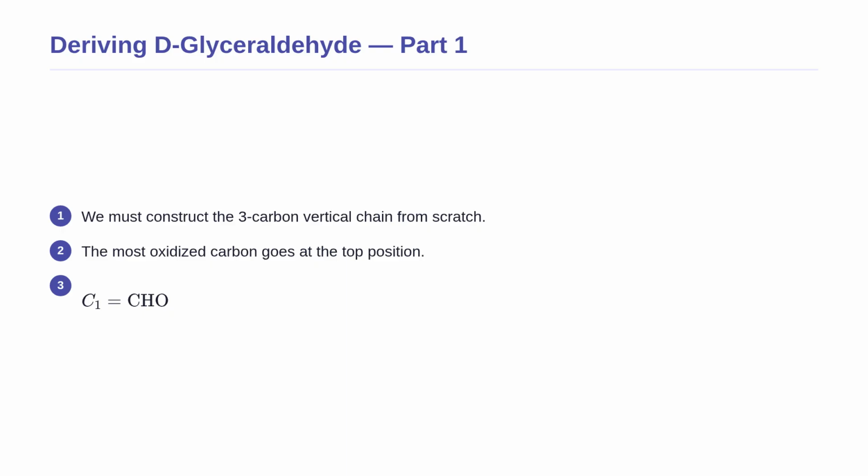According to the strict rules of Fischer Nomenclature, we must place the highly oxidized aldehyde group at the very top of our vertical axis. This is designated as carbon number 1 in our numbering system. This anchors the rest of the molecule and gives us a starting point for drawing.